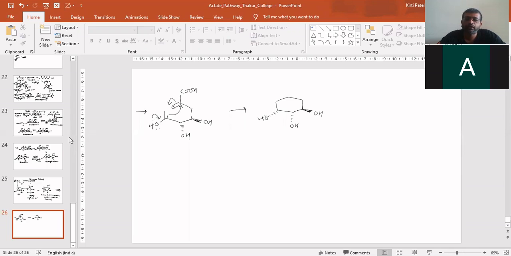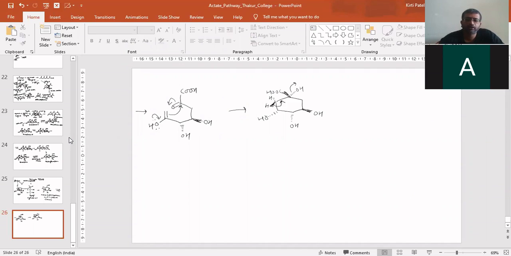We will have here COOH and the dotted OH group. Here we have H and H. This is a CH2 group. So H and H. Here elimination of a water molecule will happen.